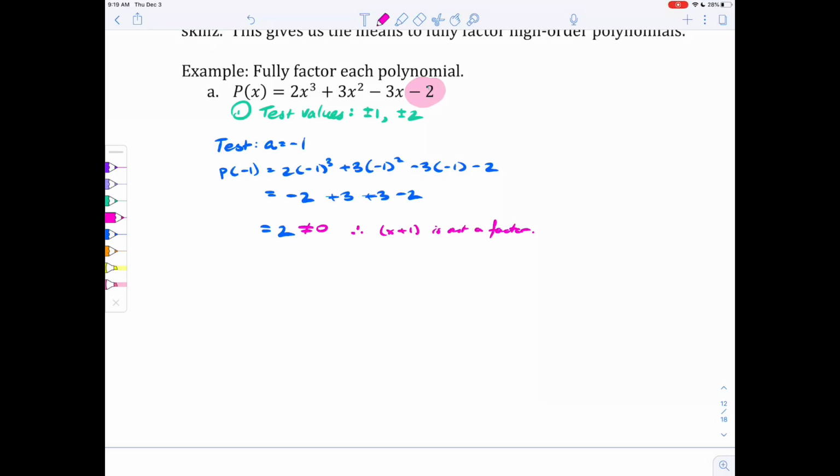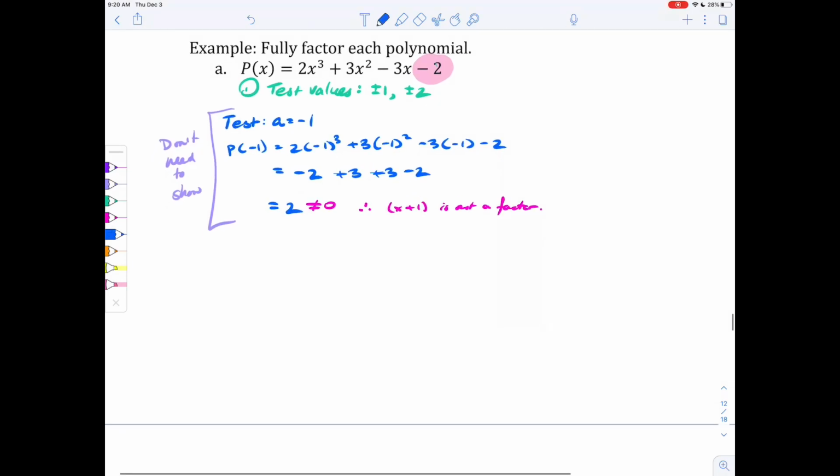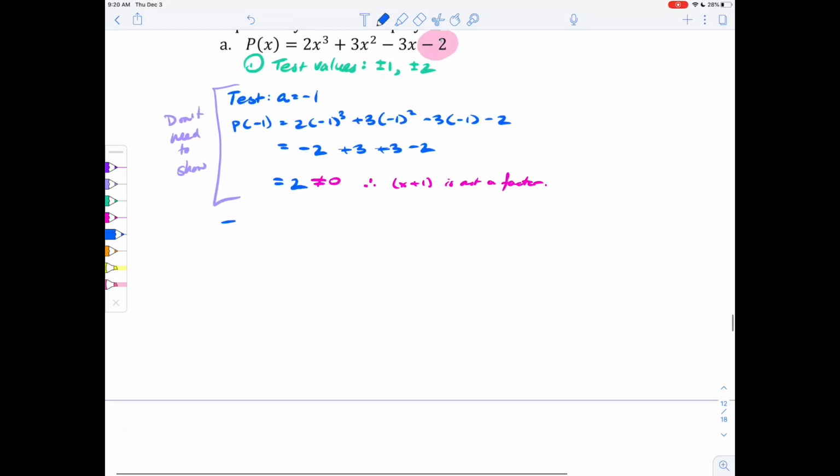So this part, you don't need to show. But if you have one that is successful, then you should show that. So if we test a equals positive 1, and we do that on our scrap paper, and on our scrap paper we do all this stuff. And we get a result from it.